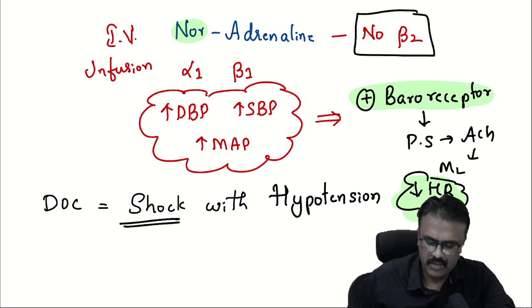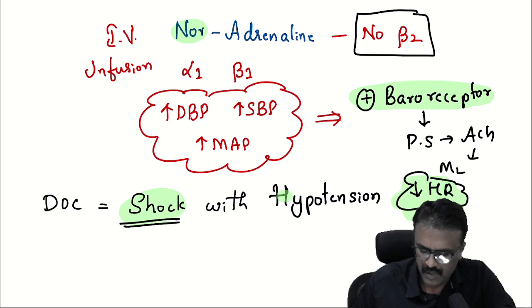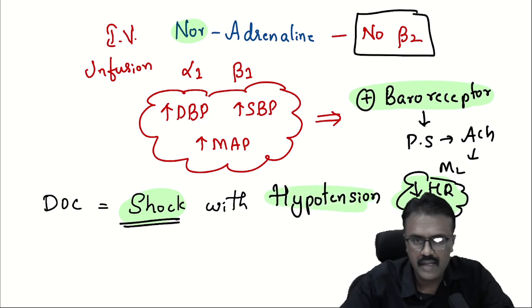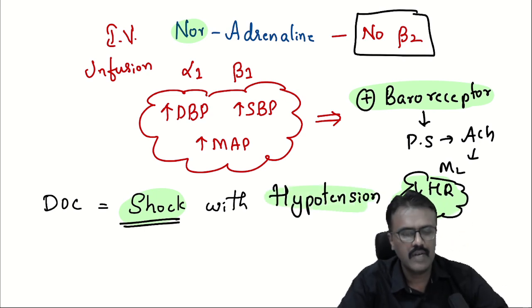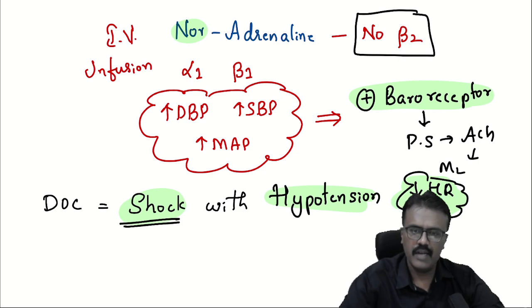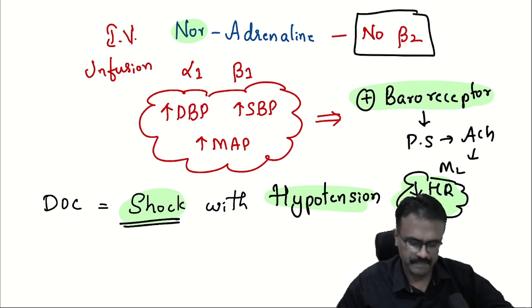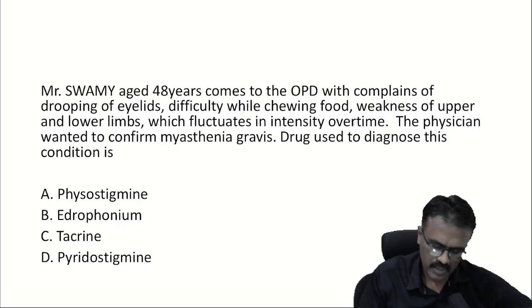Correct, sir. So it's a drug of choice for any shock with hypotension, but it's not going to work in anaphylactic shock. So we understood adrenaline and noradrenaline, two very, very important drugs. Next, move on to the next question.